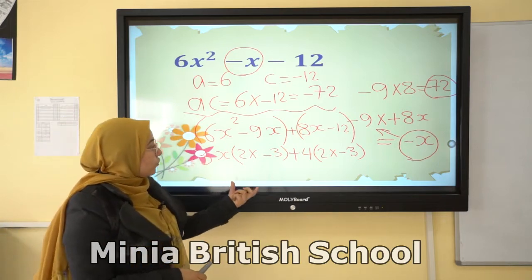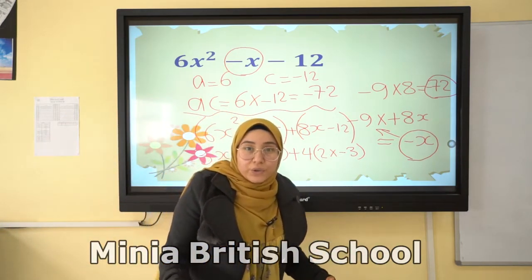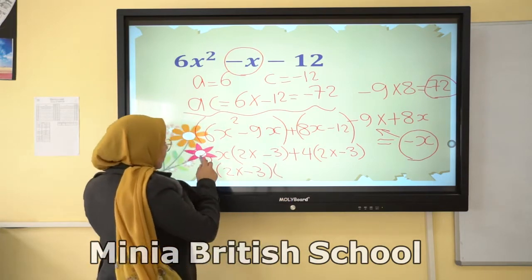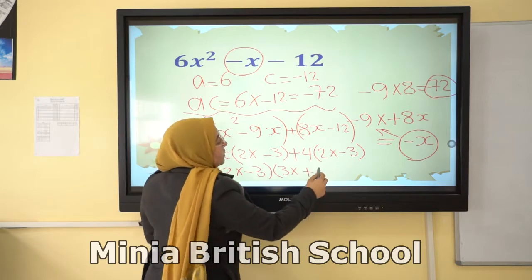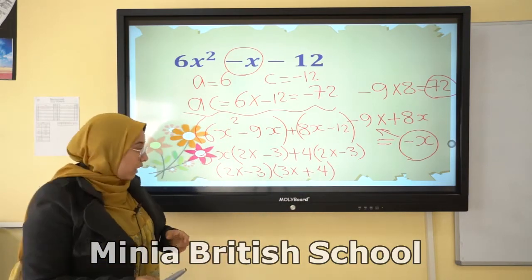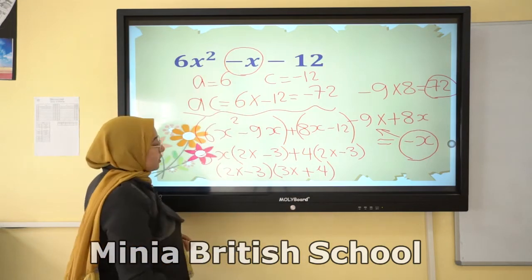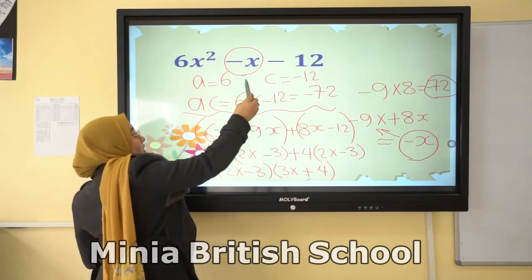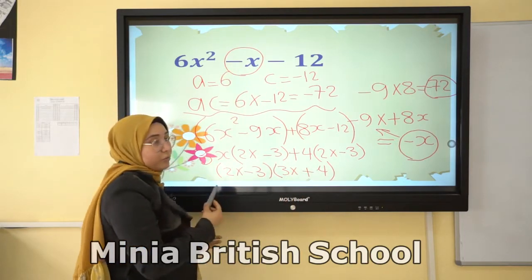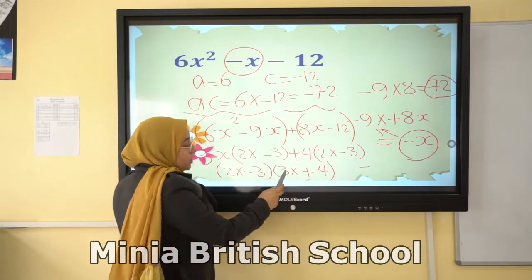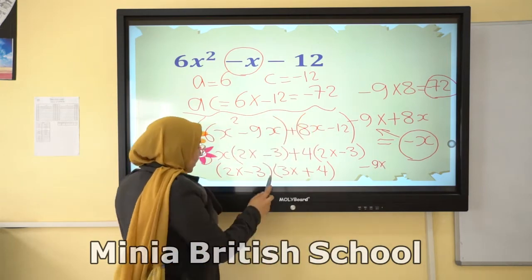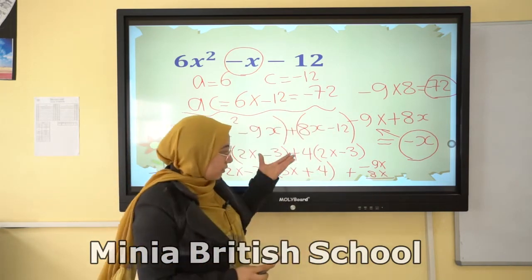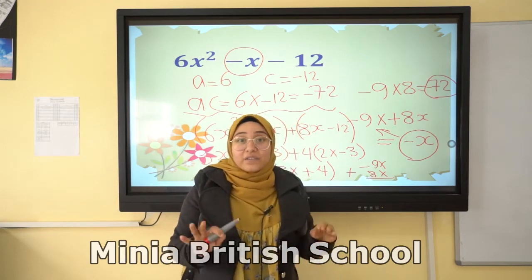Now something: the two factors here, 2x minus 3 and 2x minus 3, you can take as a highest common factor, so 2x minus 3 outside, and the remainder is 3x plus 4. And you can check your answer, because 2x times 3x equals 6x power 2, and negative 3 times 4 equals negative 12. To find the middle term, the product of extremes plus the product of means: negative 3 times 3x equals negative 9x, plus 4 times 2x equals 8x. So yes, negative 9x plus 8x equals negative x.